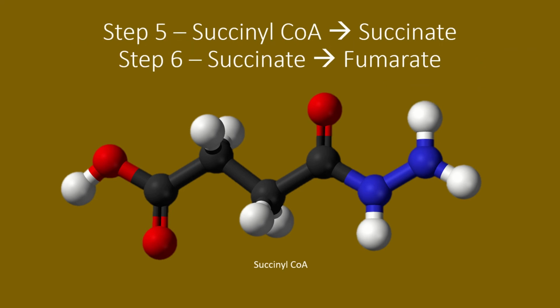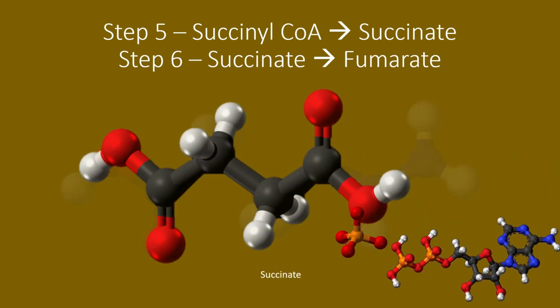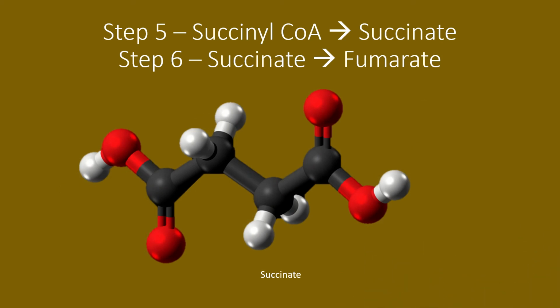In step 5, the coenzyme A that is found on succinyl coenzyme A is replaced with a phosphate. Due to this, an ADP is attracted to the molecule and picks up the additional phosphate to make ATP. This is the source of substrate-level phosphorylation in the citric acid cycle. After that is removed, succinyl coenzyme A is converted into succinate.